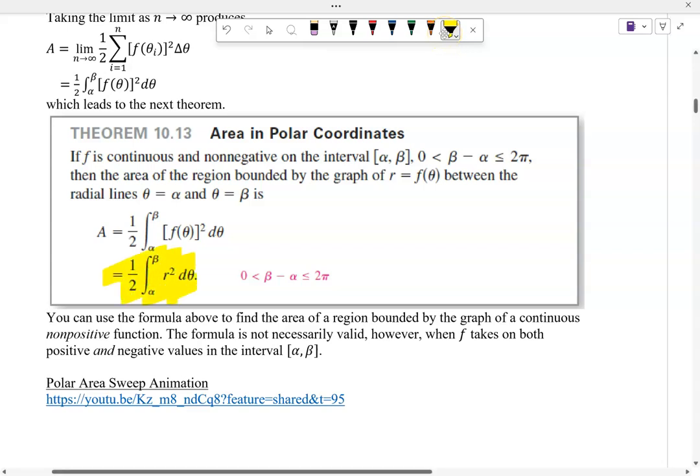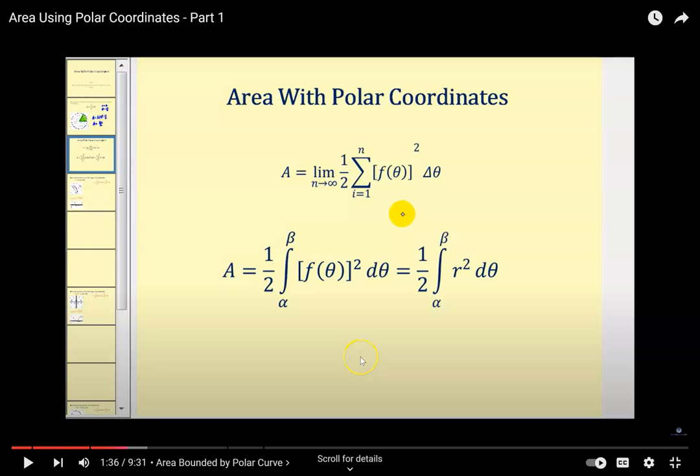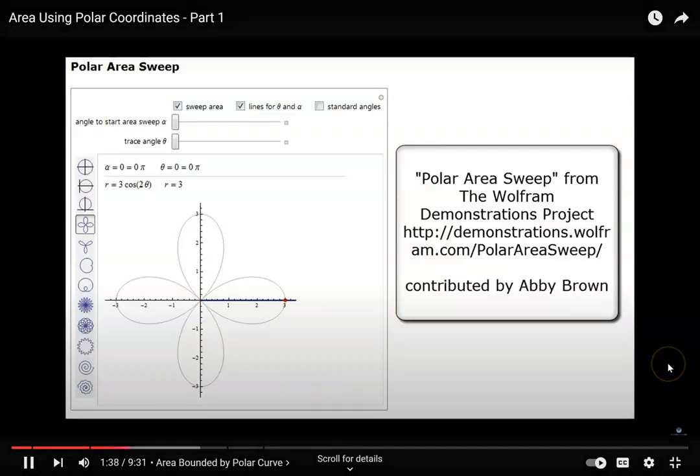Okay. Again, just running that limiting process there. I think it's worth your while to look at this polar sweep animation. So here's the animation of that with a polar sweep. If you click on that link, it'll also give you the audio.